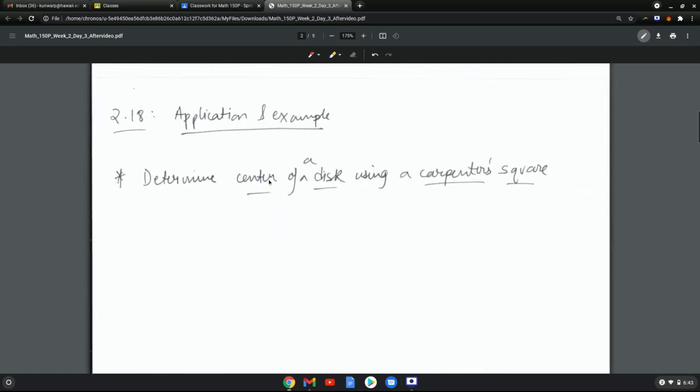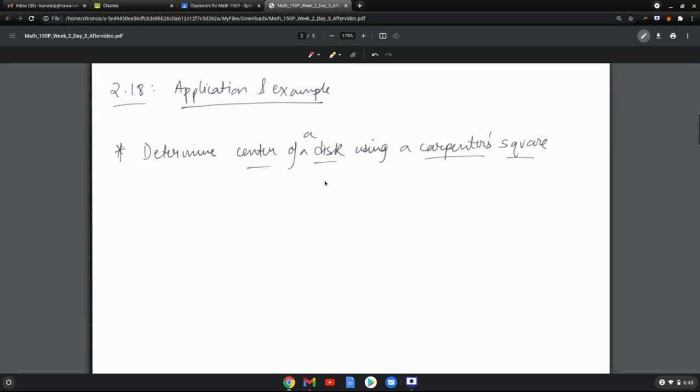Application. Here's a cool application. How do you determine the center of a disk if all you have is a carpenter square? You basically have a means to have 90 degrees. So here's what you do. You take the square and you place it somewhere on the circle. When you place it somewhere on the circle, that's going to be 90 degrees. You mark out these points, let's call them A, B, and then you join it.